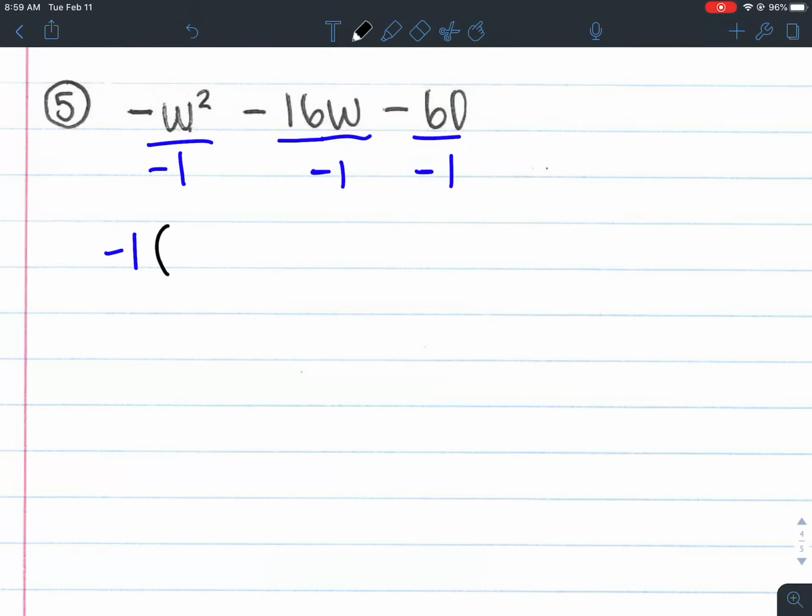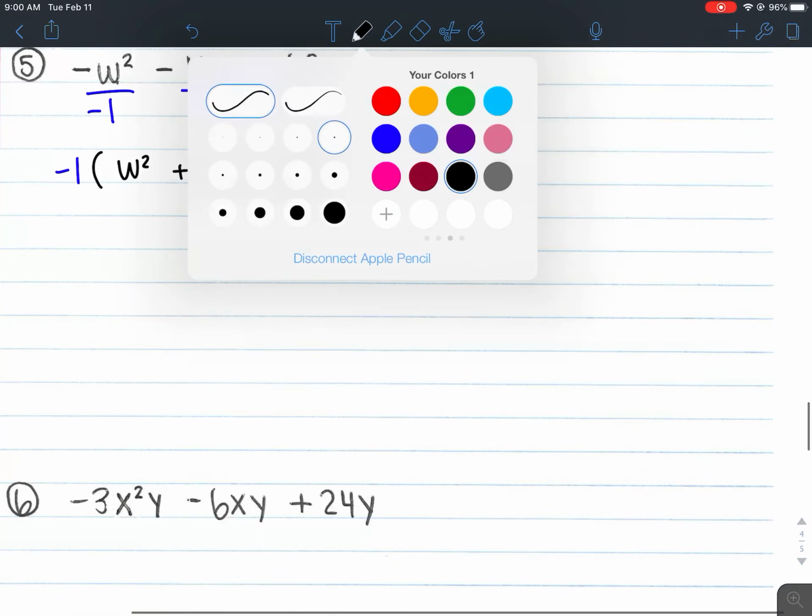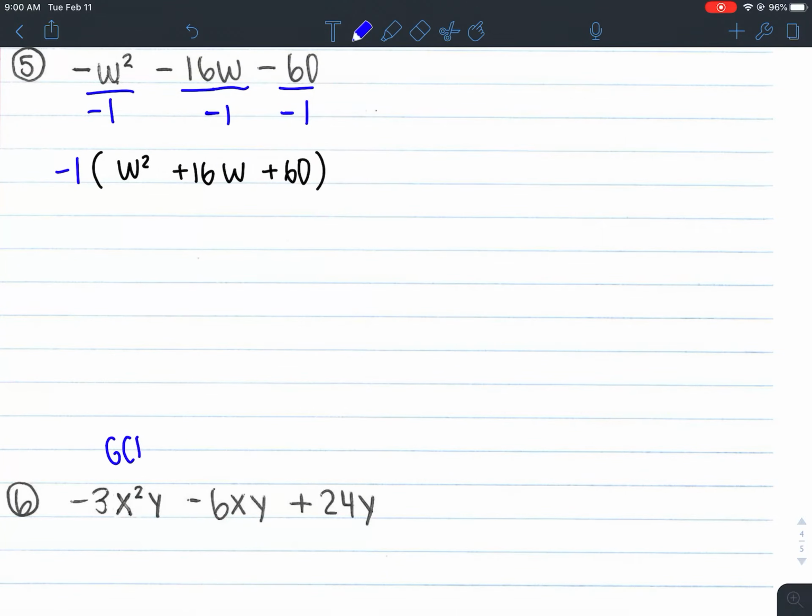Now, if I factor out a negative 1, then all of my signs basically switch the other way. Negative w squared divided by negative 1 becomes positive w squared. Negative 16w divided by negative 1 is going to be positive 16w. And negative 60 divided by negative 1 is positive 60. So our GCF from the very beginning was negative 1.